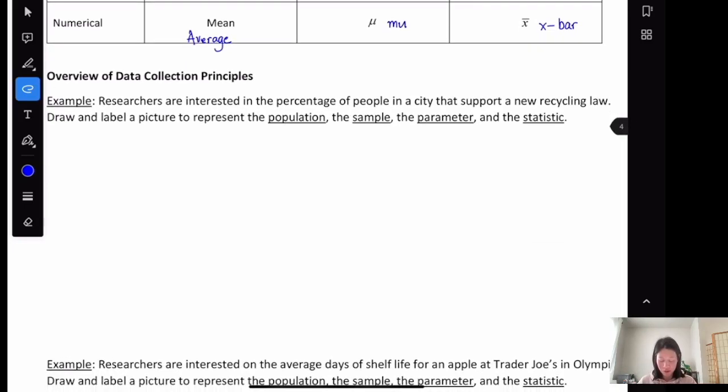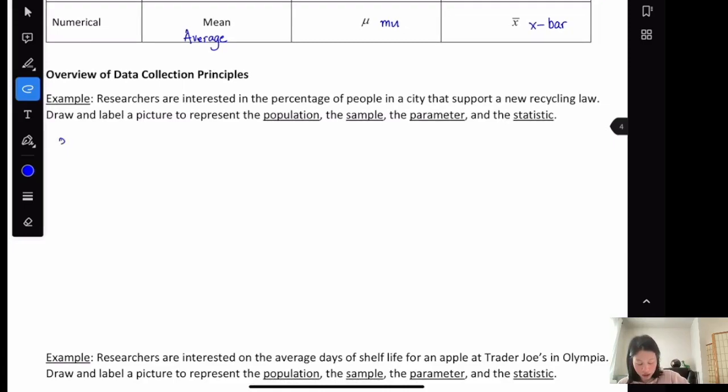Okay, so the data connection principle. For example, researchers are interested in the percentage of people in a city that support a new recycling law. Draw and label a picture to represent the population, sample, parameter, and statistic. In our earlier video, we talked about the difference between population and sample. Here, I would like to do a quick review.